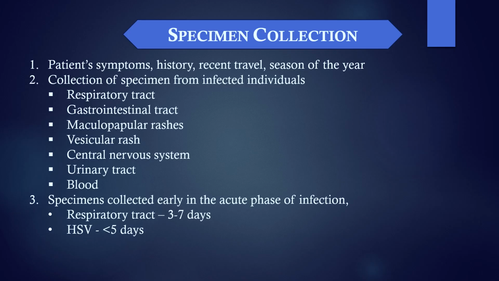Specimens should be collected early in the acute phase of infection, before the virus ceases to be shed. The respiratory tract sample should be collected within 3 to 7 days of infection, and especially for herpes simplex virus, it should be collected less than 5 days after infection.